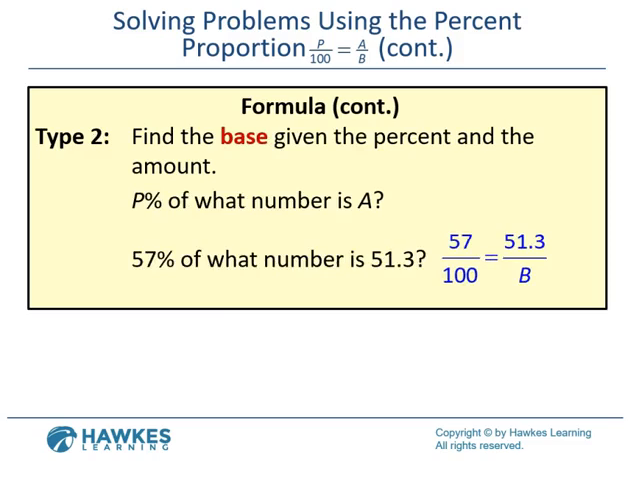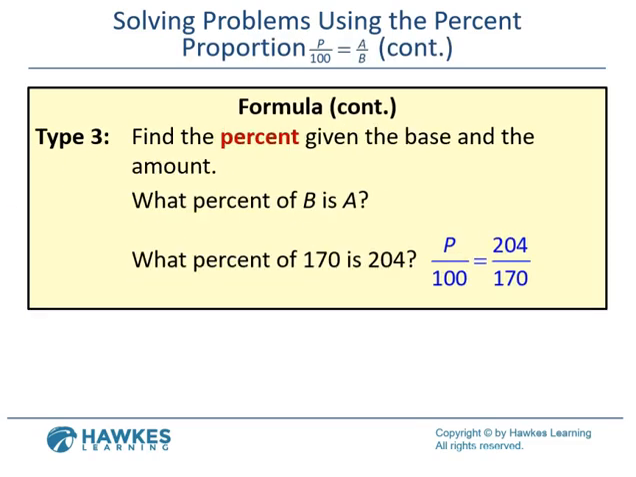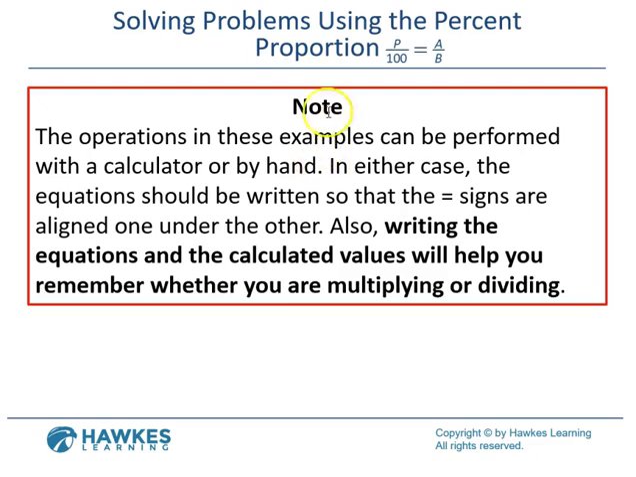So we're going to have 3 different types of problems here. We're going to have this one, or this one, and we're just going to have to decide what they are trying to ask us to solve. Note that the operations in the examples can be performed with a calculator or by hand. In either case, the equations should be written so that the equal signs are aligned one under the other. Also, writing the equations and calculator values will help you remember whether you are multiplying or dividing.